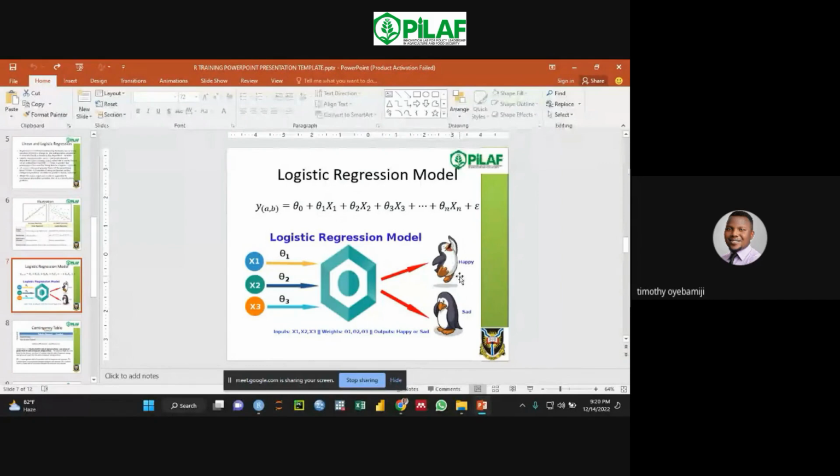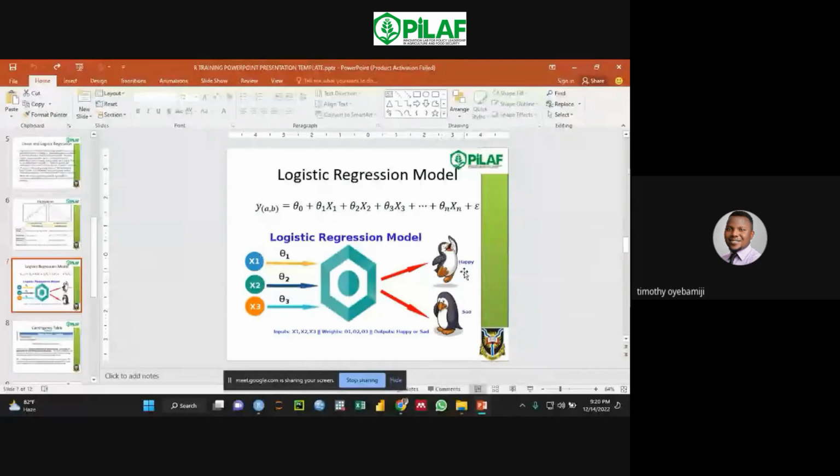So, we have two possible outcomes. Either a person is happy or sad. So, what are these independent variables predicting? Are they predicting happy or are they predicting sad? So most times we have reference points, rather, let me put it that way. The reference point is the first one.